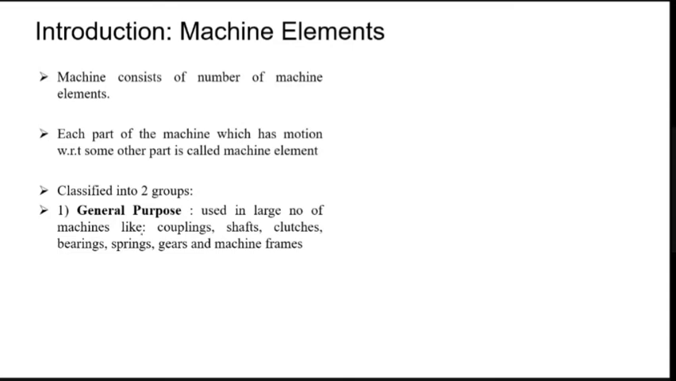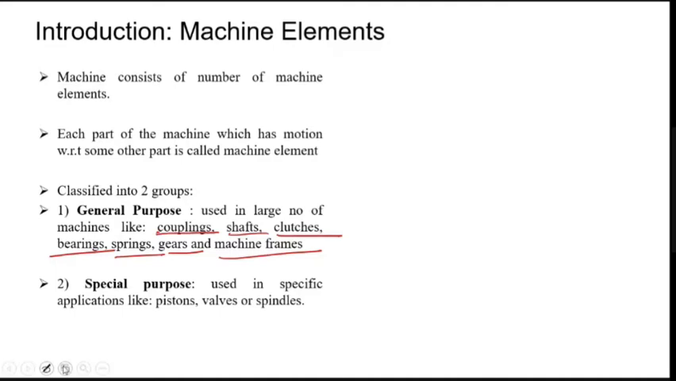So let me give you some examples. Using in a large number of machines, let us take the example of couplings. In module number 3, we'll understand the design of couplings and shafts. In module number 6, we'll understand the design of clutches. Module number 4, you'll understand the bearings. Module number 6, we'll understand the springs. Gears we'll understand in the next semester, and machine frames maybe in the next semester. So all this comes under general purpose. And next is special purpose. Special purpose elements are used in some specific applications which require high precision manufacturing and high-end design. So pistons, valves, or spindles come under the special purpose.